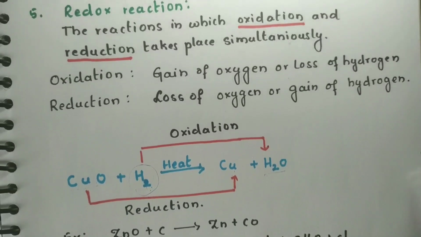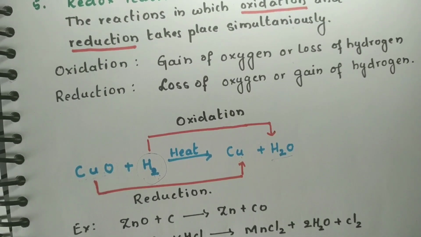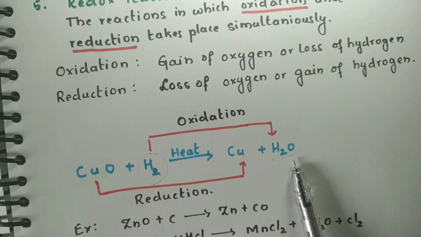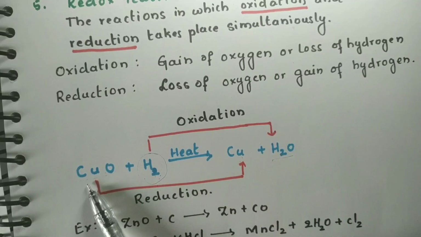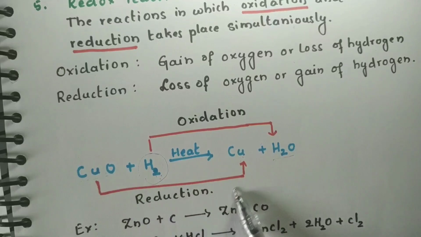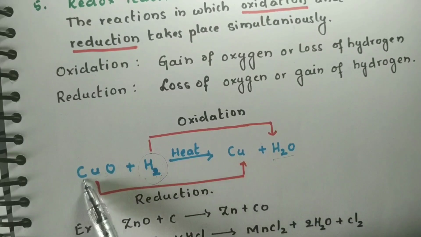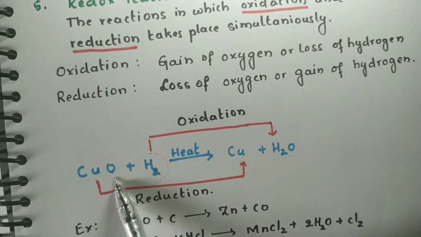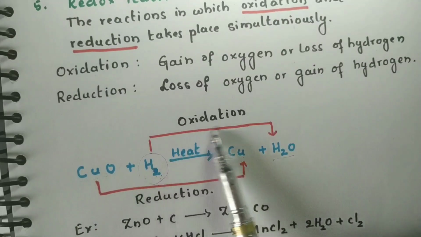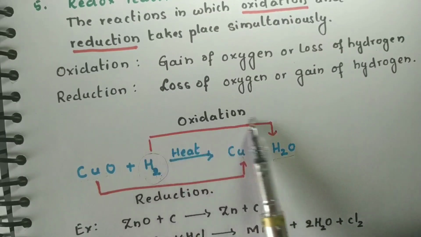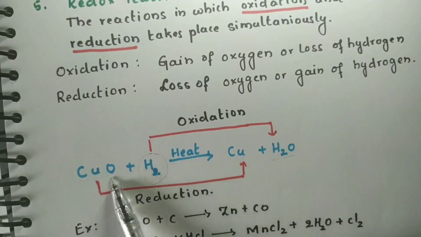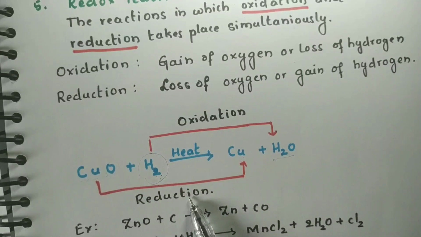So let us see one example for this. See, copper oxide is reacting with hydrogen to form copper and water. So what is happening here? Copper oxide is losing oxygen and getting converted into copper. What about hydrogen? Hydrogen is gaining this oxygen and getting converted into water. That's why it is oxidation. Since copper oxide is losing oxygen, it is called reduction.